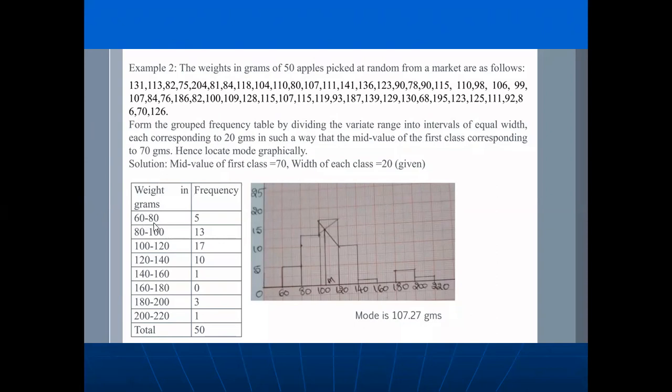So these numbers will be 60 to 80, 80 to 100. So why are we taking 60? Because 60 is the least number here. The highest number can be taken up to 220. So within this range, we have to calculate the frequencies. So based upon this data, we can plot the graph and we can estimate the mode by histogram method.